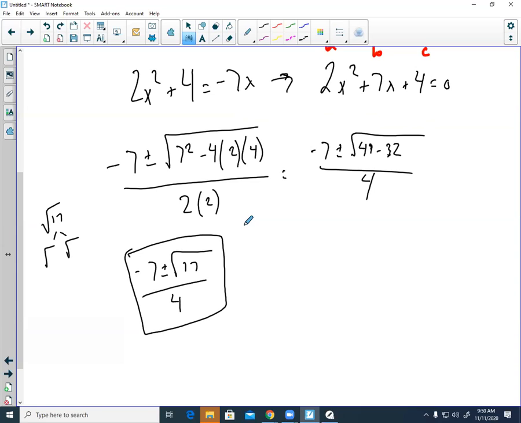Now, something really, really important. This can still happen with imaginary solutions, okay? You could have a negative number in here, but that doesn't change anything. We've been solving those for a long, long time. So it doesn't matter if there's a negative on the inside of the radical. You can still solve that, okay?